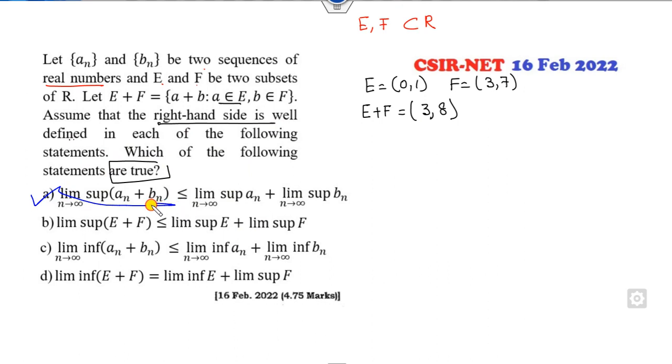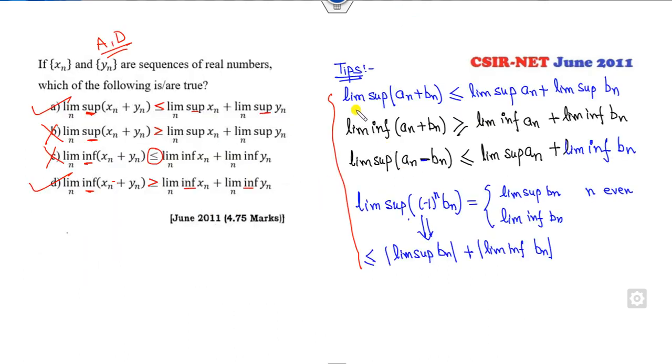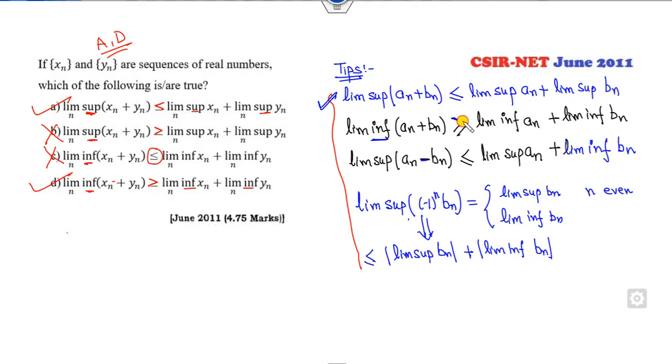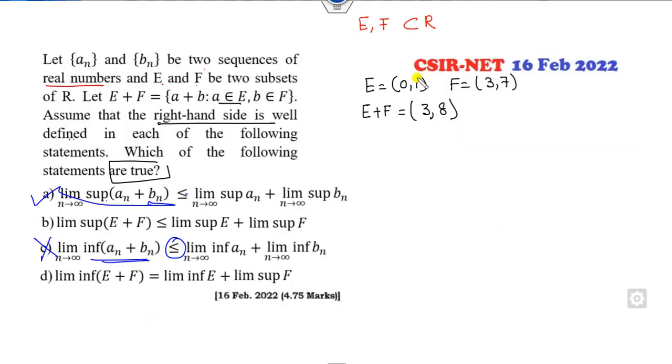Look at that, the first statement is correct: supremum with less than sign, by using this property. Infimum with a less than sign is a wrong property because of this sign; it must be greater than. Now look at this another one. What is the infimum of E plus F? It's bounded, so this is my minimum. What is the infimum of E? It's 0. I need the supremum of F. What is the supremum of F? It is 7. So can you say 3 is equal to 0 plus 7? Not true. This option is also cancelled.